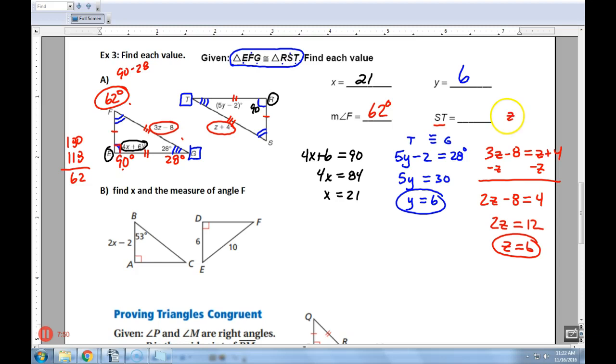Now that's not the answer. Z equals 6, so I need to substitute it in for ST. So 6 plus 4. Looks like that answer is going to come out to be 10 when it's all said and done. So the idea is match up the pieces, and then substitute their values. So here I had angle E had to be congruent to angle R, and I just put the values in. Over here I knew that ST had to be equal to FG.